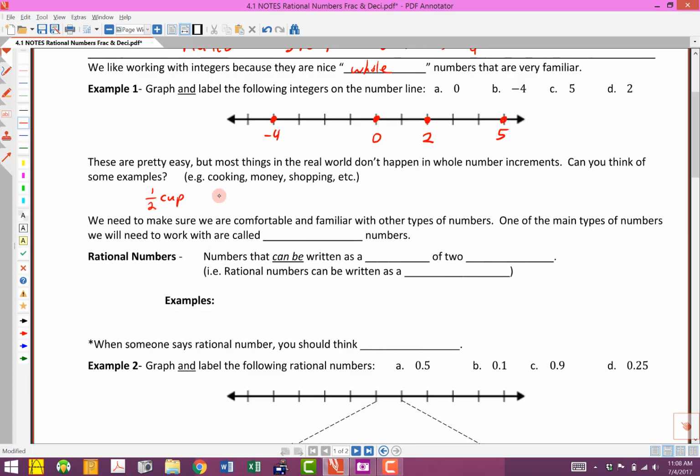Some other things might be money. You might go to the store and you might spend $5.33. So it's not $5 even, it's $5 and a little bit more.